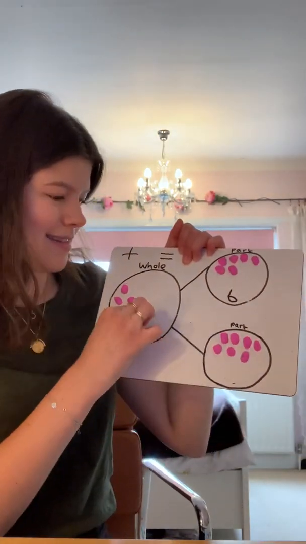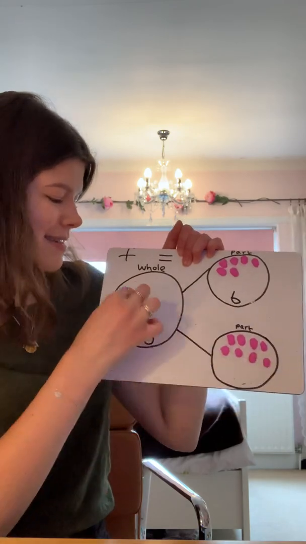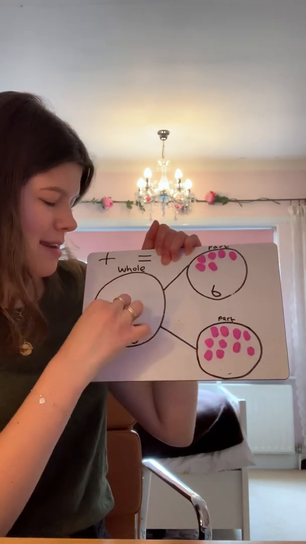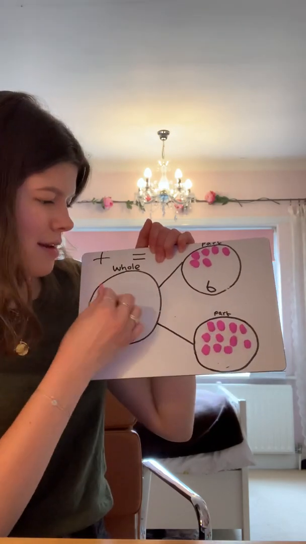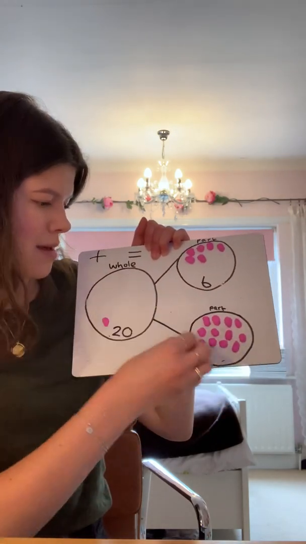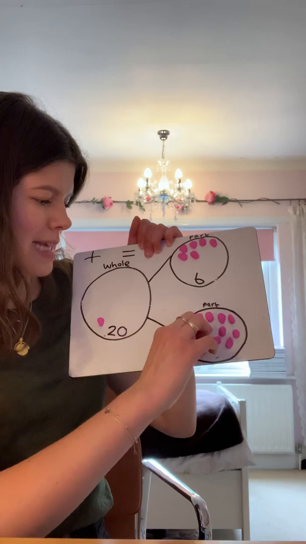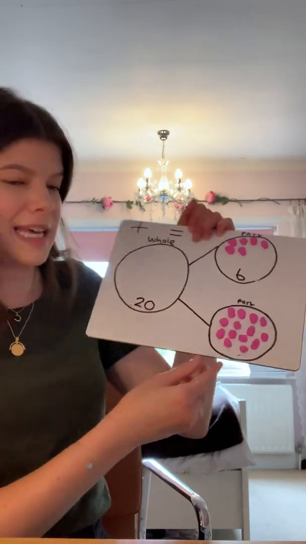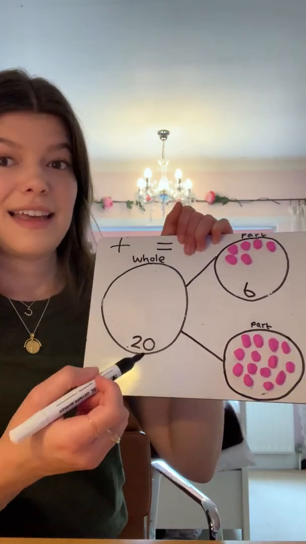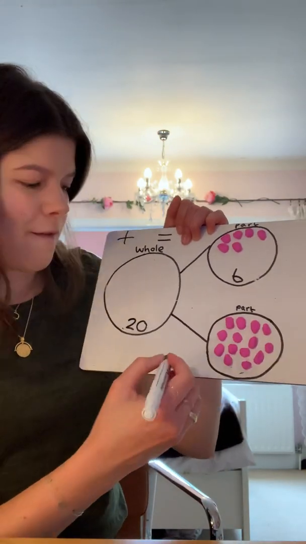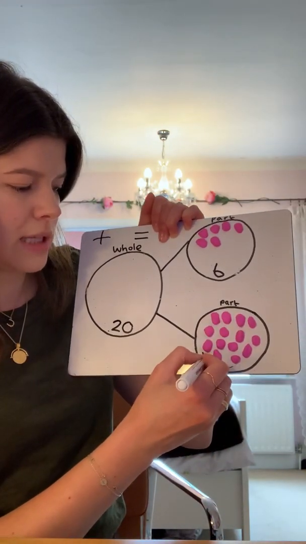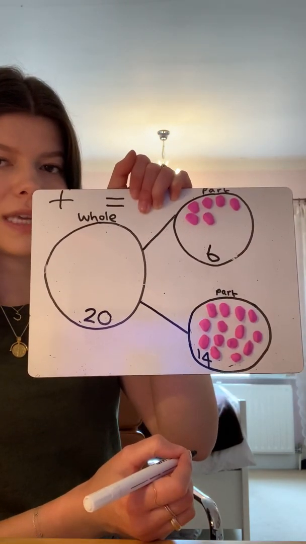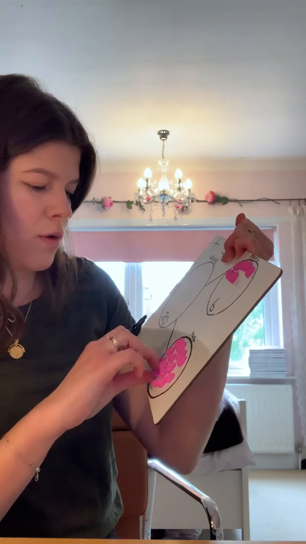7, 8, 9, 10, 11, 12, 13, 14. Okay. How many? 14. So I write the number 14. I can write that anywhere that there's space. Okay, 14. Oh, and actually I'm going to do my 4.